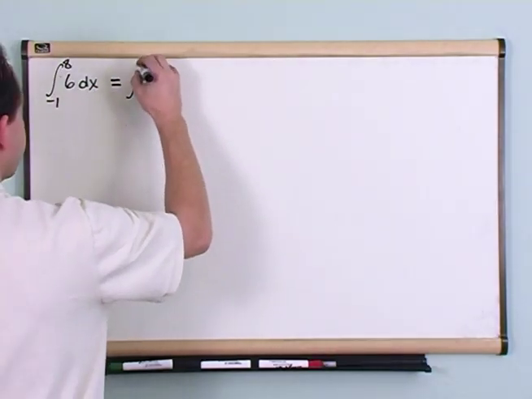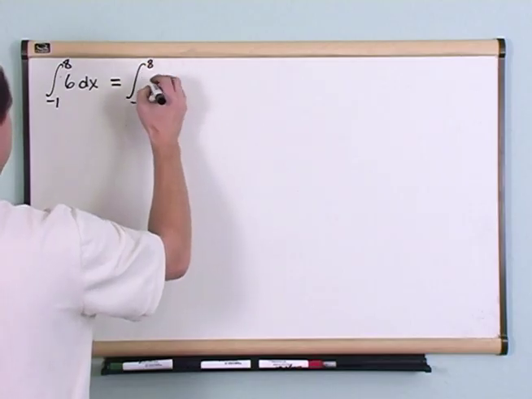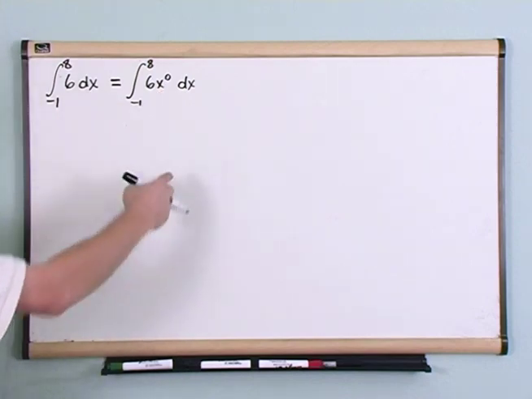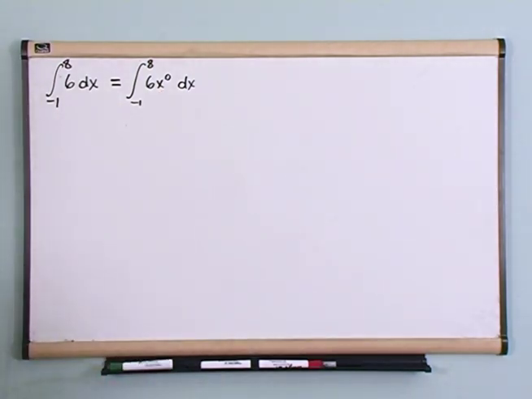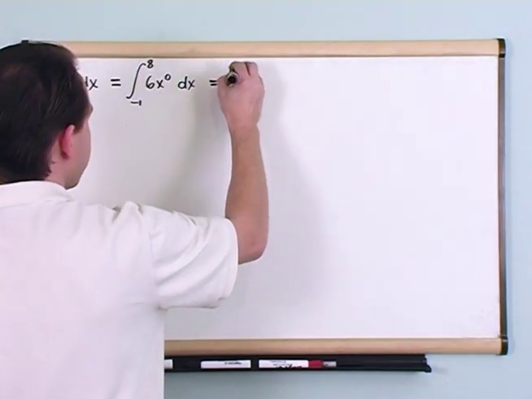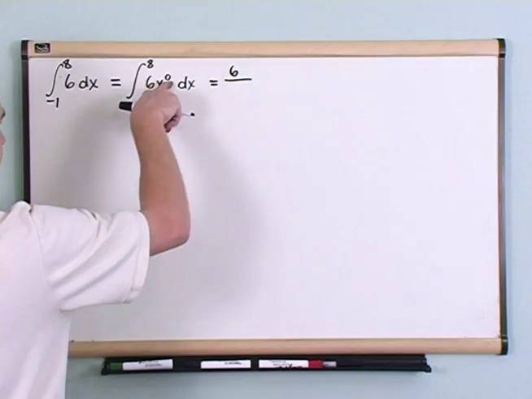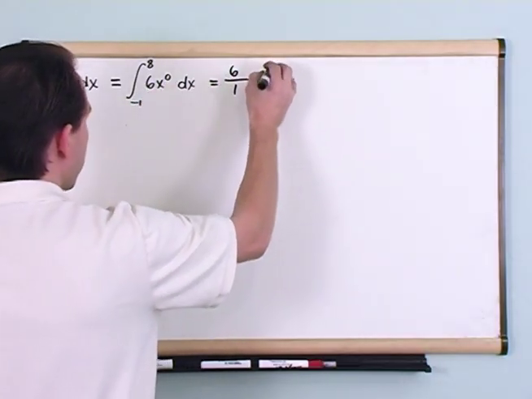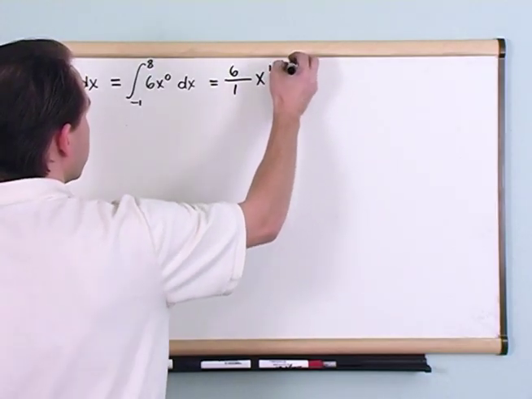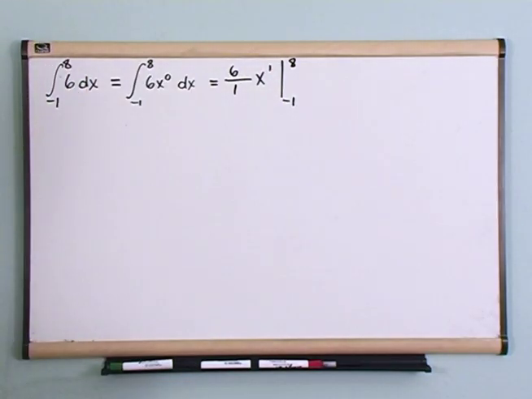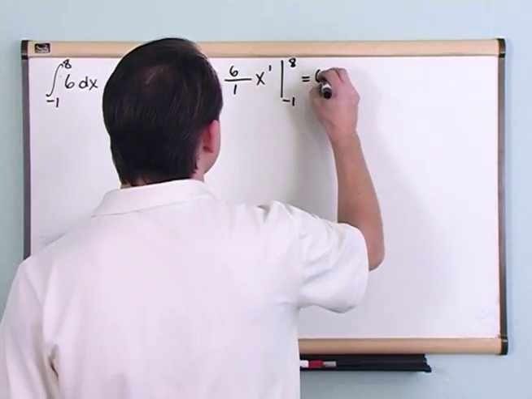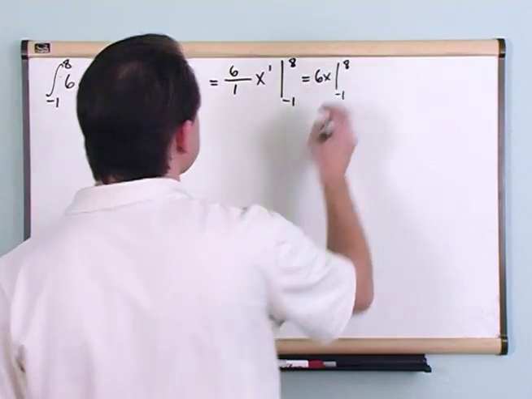Well, I just want to remind you that this is the same thing as having the integral of 6x to the 0 power dx, because x to the 0 is just 1. Anything to the 0 power is 1. The reason I wrote it that way was because when you write it this way, I think you'll agree with me that the answer would be 6 over 0 plus 1 is 1, x to the 1 power. So we're using that formula, but we're going to have to evaluate this from -1 to 8, okay? Because it's a definite integral. So it's going to be 6x evaluated from -1 to 8, right?